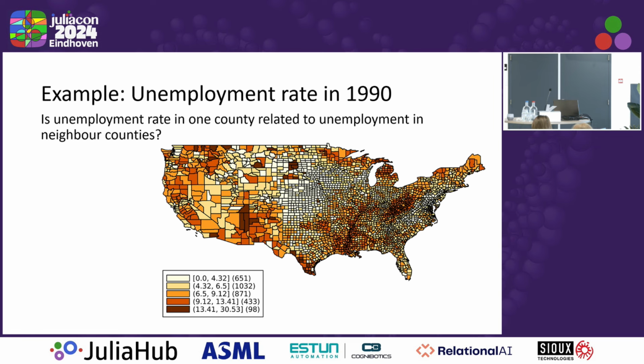So let's better see this with an example. Let's imagine we have some data about the unemployment rate in US counties. We want to ask the question: is unemployment in one county related to unemployment in neighboring counties? Yes or no? And if yes, to what extent?